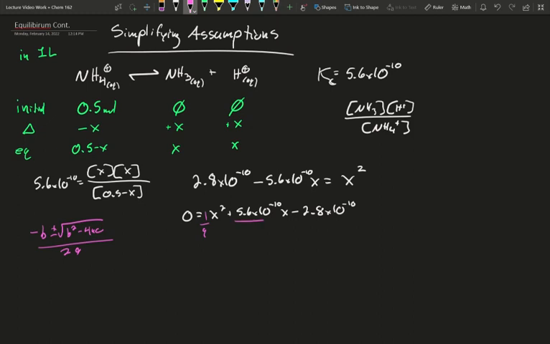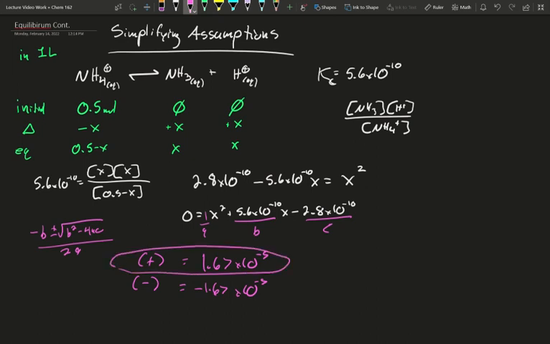1 is a, this is b, and this is c. It's going to give us a plus answer and a minus answer, which would give us 1.67 times 10 to the minus 5 for the positive route. And will give us negative 1.67 times 10 to the minus 5 for the subtraction route. Well, x can't be negative, so the only route that makes sense is the addition. And so x must be 1.67 times 10 to the minus 5.